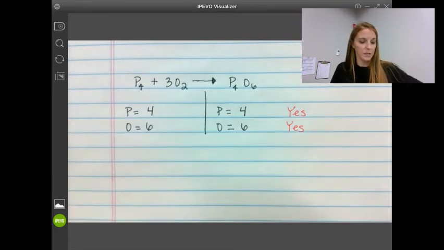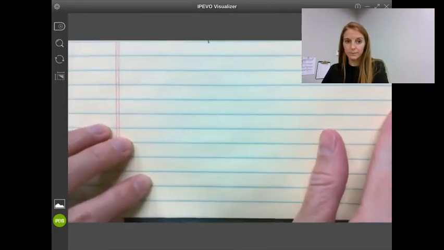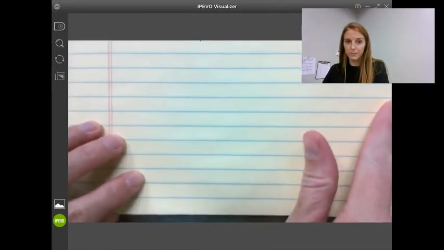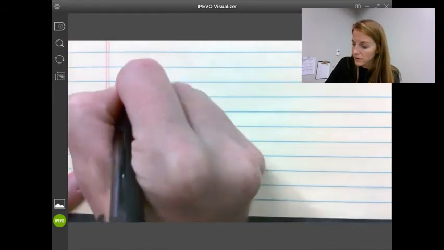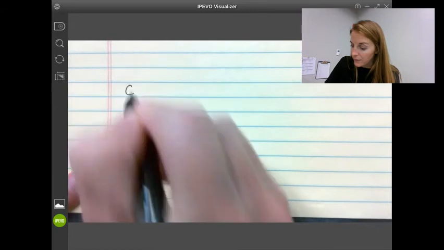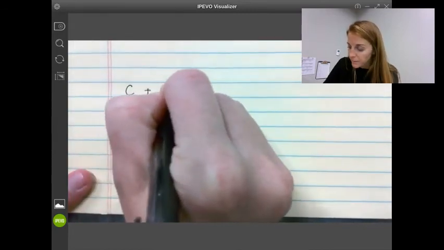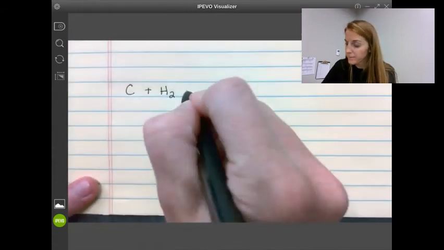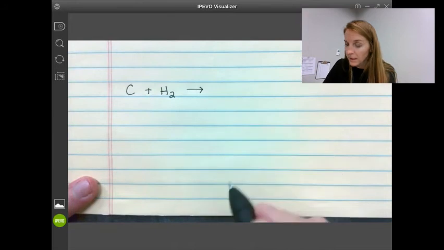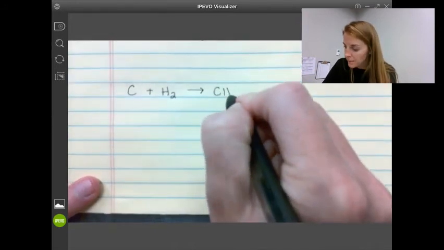Okay, let's do another. I'm going to scoot this up. All right. So we'll do this one. We have C for carbon plus H2 yields, makes CH4.